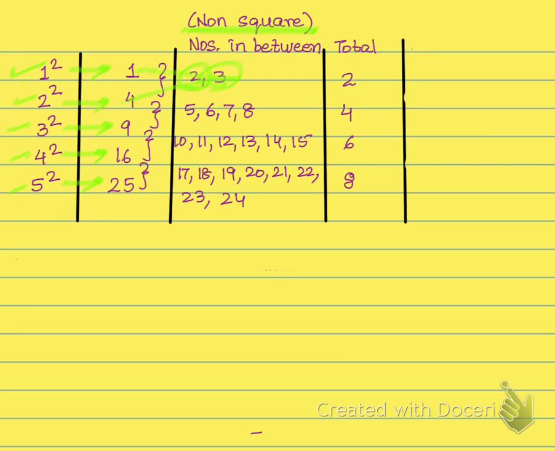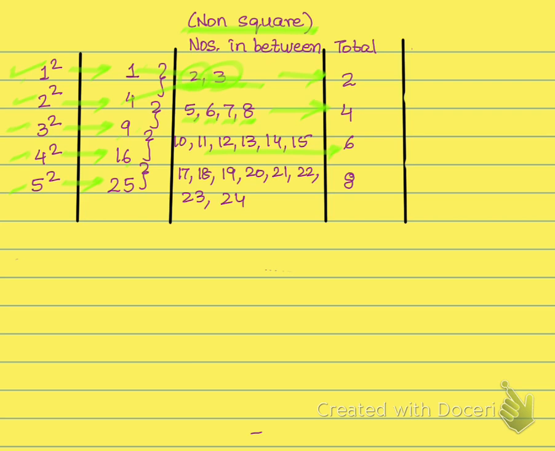Now from 4 I have to go to 9. So 5, 6, 7, 8. How many of these numbers are there? There are 4 of them. From 9 to 16, how many of them are there? 6. Now see the interesting pattern over here.